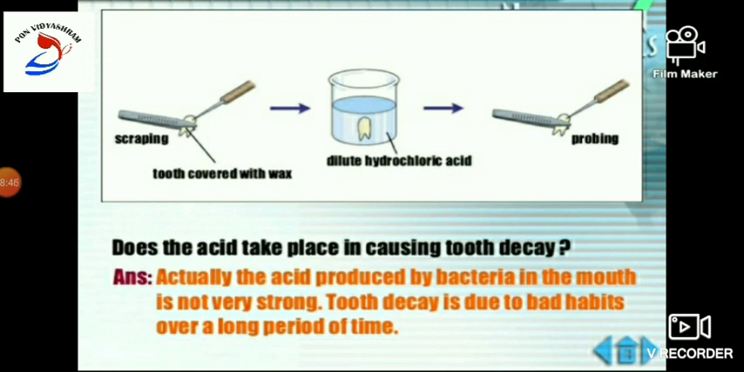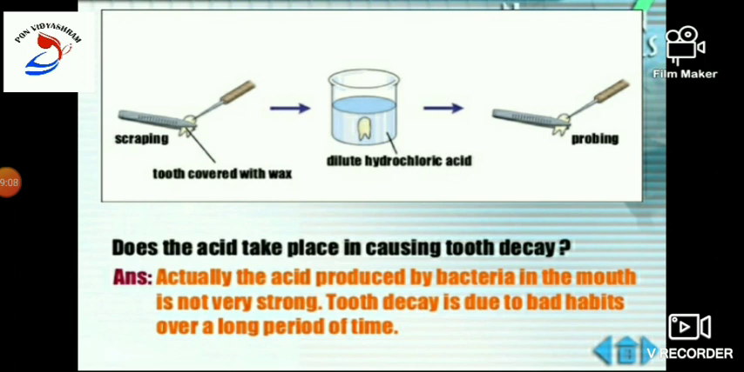Does the acid play a role in causing tooth decay? Actually, the acid produced by bacteria in the mouth is not very strong. Can you see this picture? Using the scraper and the forceps, a tooth covered with wax is dropped in dilute hydrochloric acid.